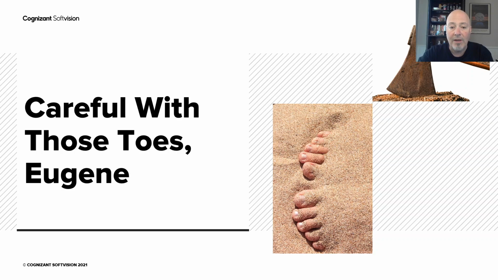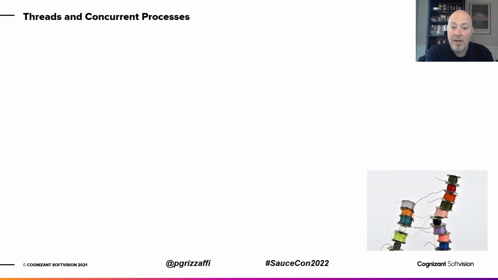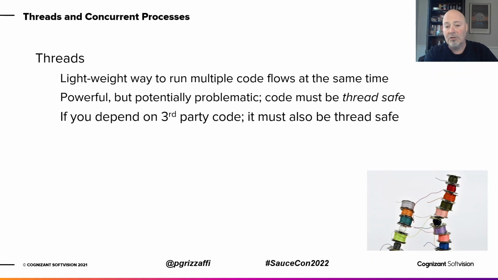So again, in the spirit of jumping right in, one of the first things we need to talk about are threads and concurrent processes. Threading is what a lot of automation tools will use to provide the concurrency for you. Threads are basically a lightweight way to run multiple code flows at the same time. Basically, concurrency and parallelization. It's very powerful because they are lightweight. I'm not going to get into the very specifics because different programming languages and different operating systems handle these things differently. But at the core, it allows basically the same code to be executed at multiple different times in multiple different places.